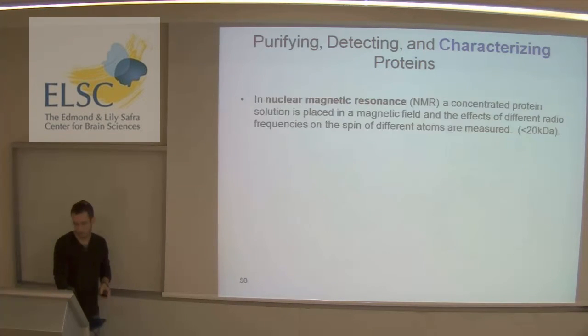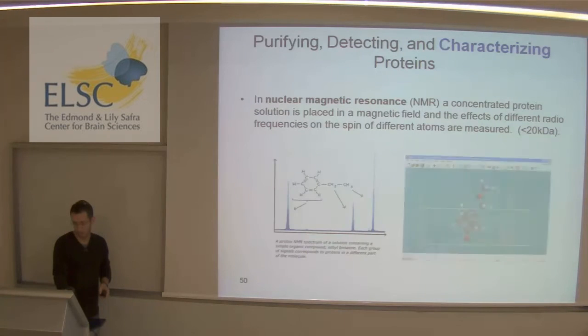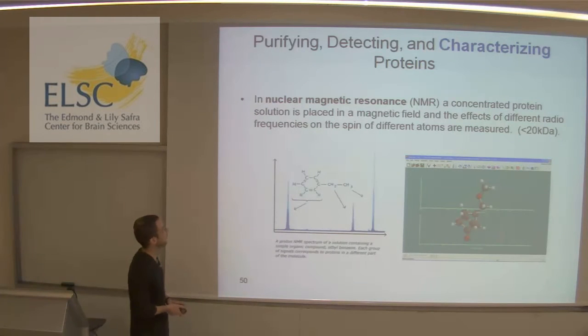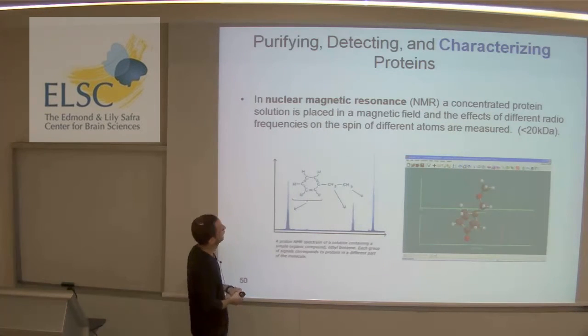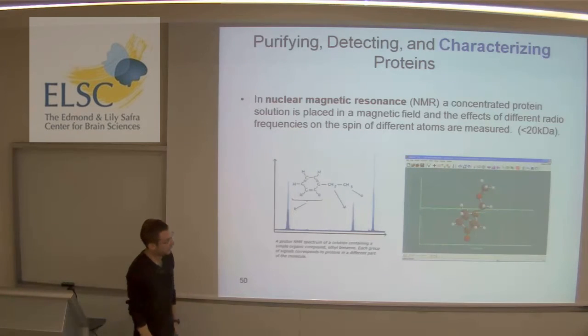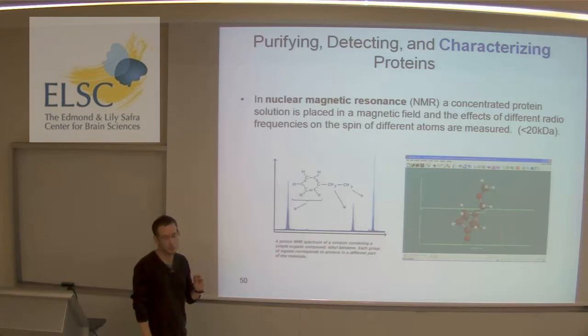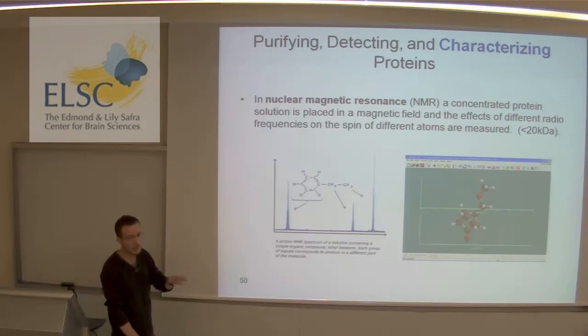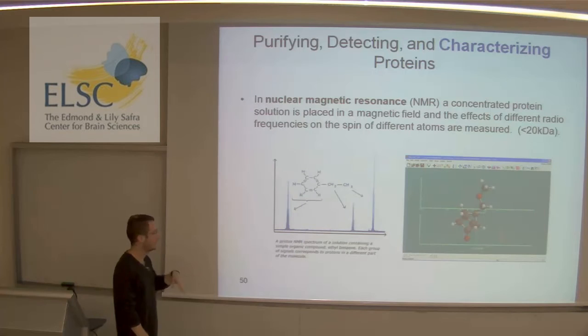Another method to get the coordinates in space of the atoms in a protein is called nuclear magnetic resonance. In this method, a protein solution is placed into a magnet, and different radio frequencies are activated, and one measures the energy that is discharged from the atoms while activating with these radio frequencies.